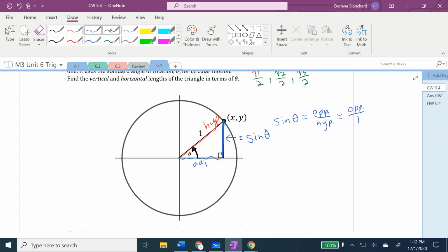So guess what's going to happen with cosine theta? Cosine is known to be adjacent over hypotenuse. Well, if we're looking at a unit circle, the hypotenuse is 1. So that means that cosine is the same as the length of the adjacent side. That means this distance is equal to the cosine of the angle. This is a very big deal.